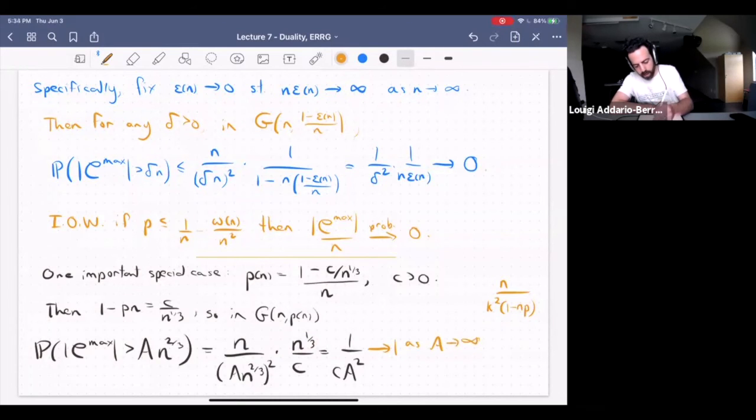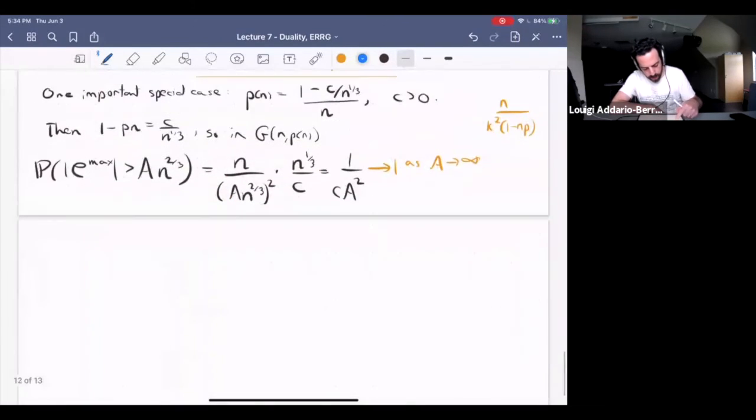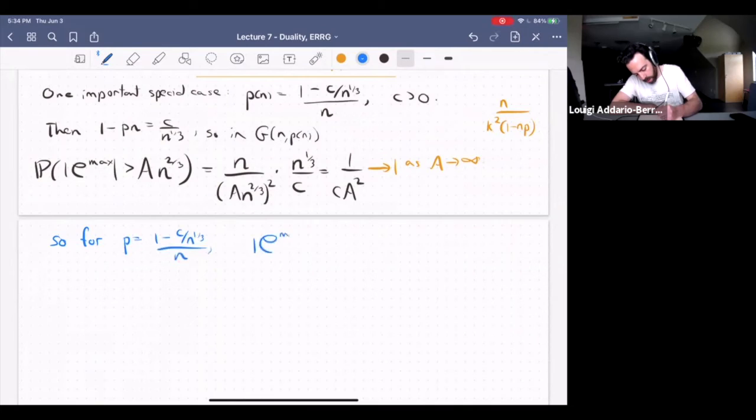Okay, and so that tells us that for p equal to 1 minus c over n to the 1/3, divided by n, the size of the largest component is at most of order n to the 2/3. So this is order n to the 2/3 in probability. Okay, and this turns out to be tight.